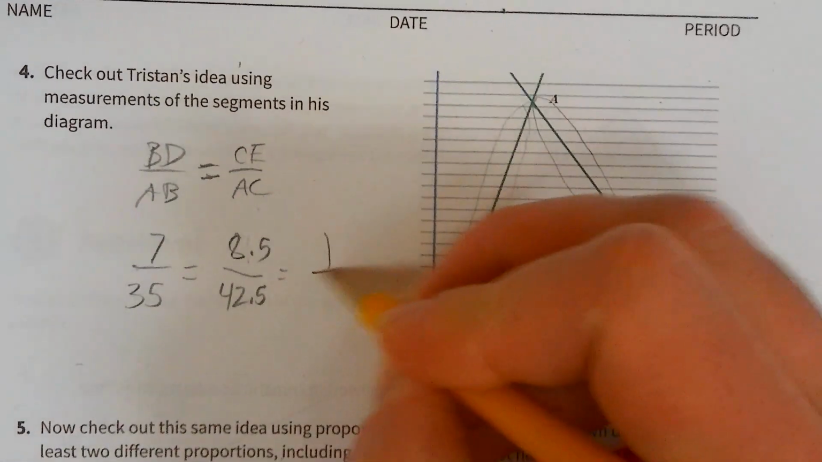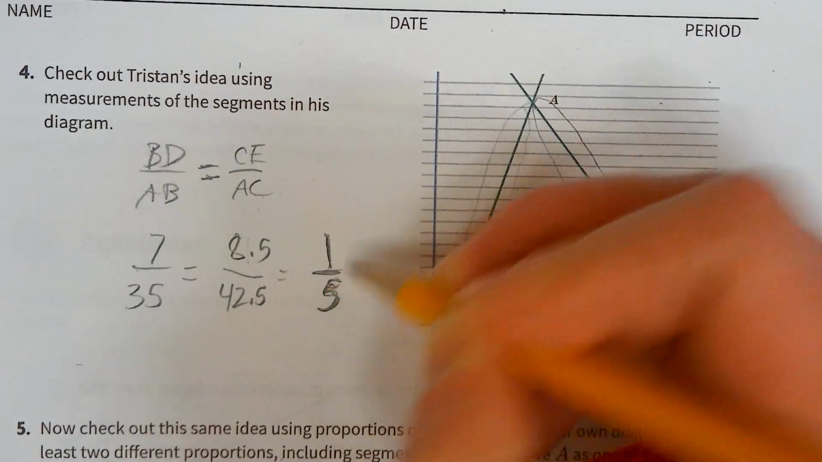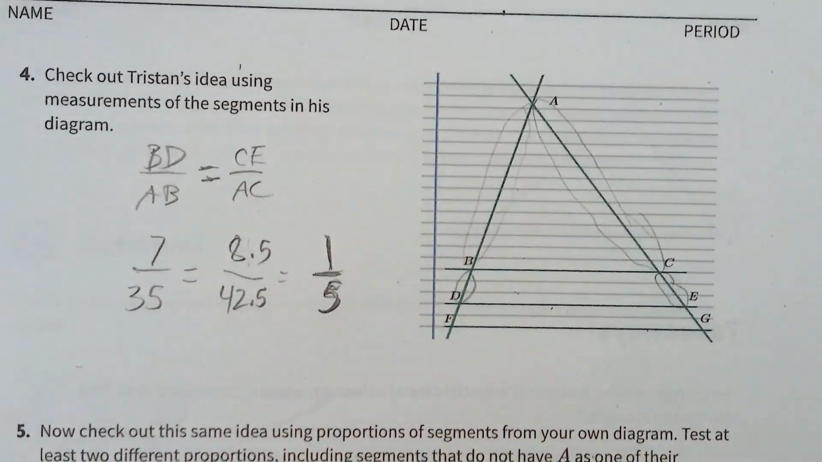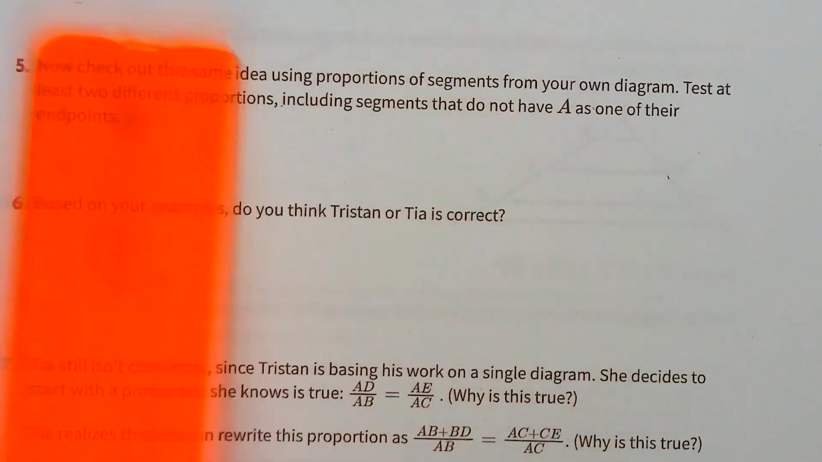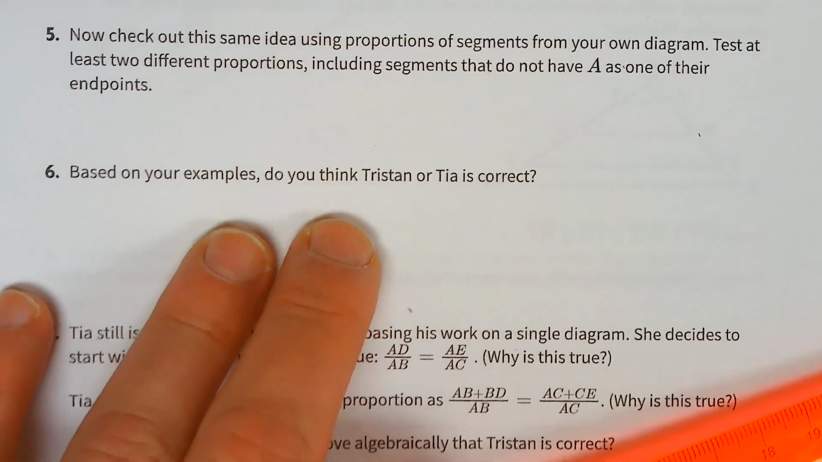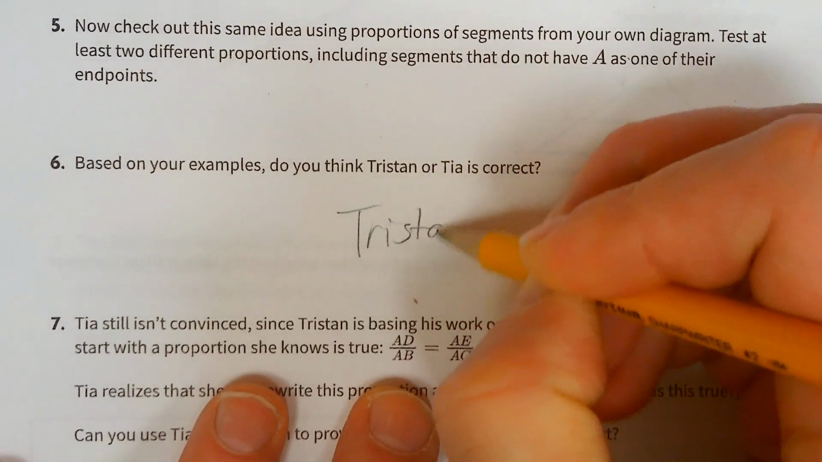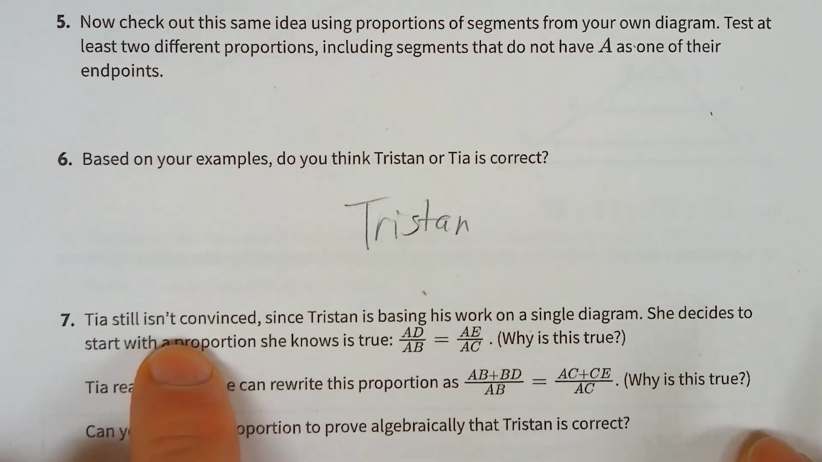So, Tristan's proportions are true. The proportion statement is true. But why? Is it always true? Does it always work? Took the same idea from your own diagram? Based on your examples, you think Tristan or Tia is correct? Tristan. Okay.